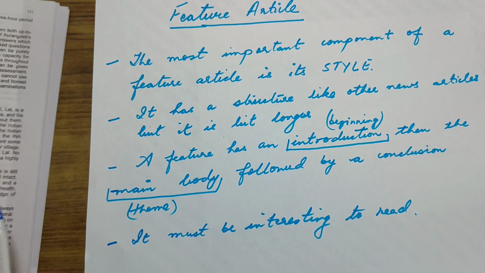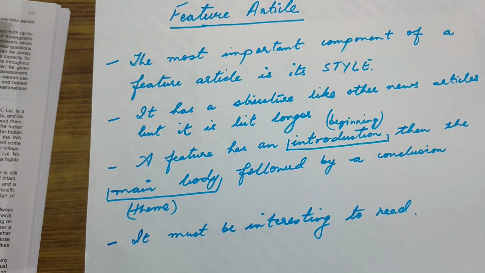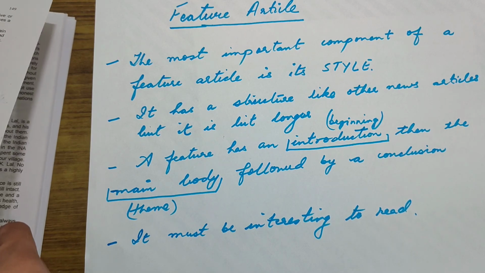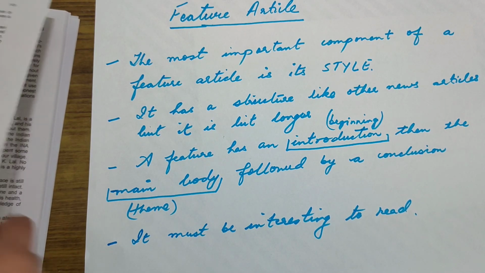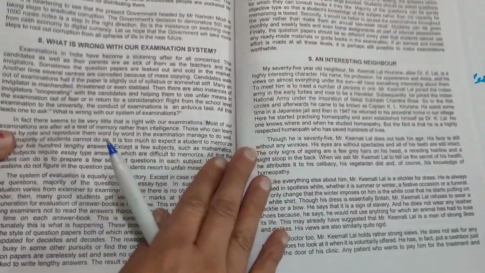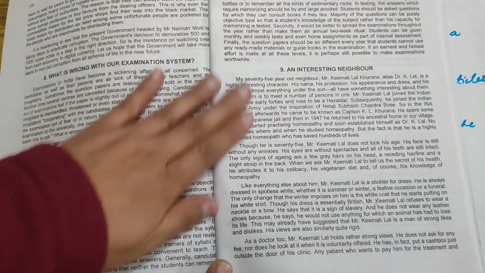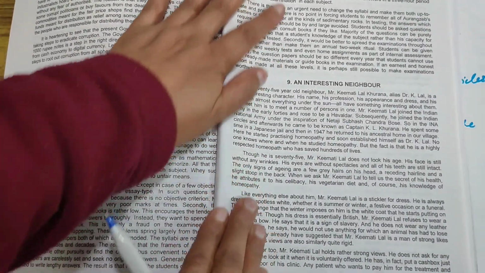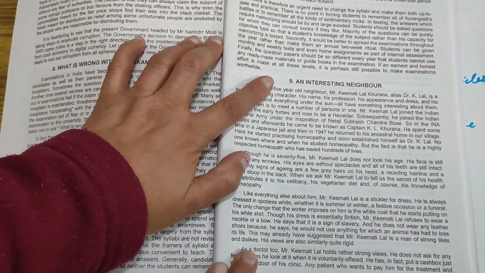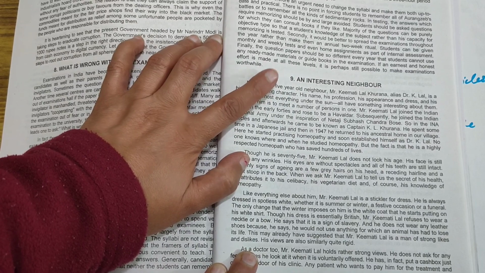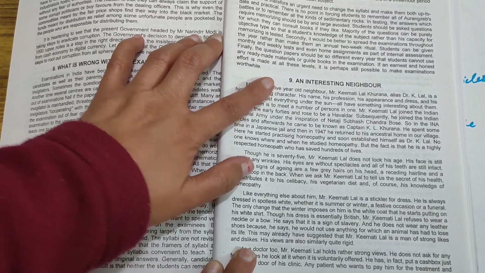अब यहाँ पे एक हमने अलग अलग कैटेगरीज पढ़ी, and there is this example, a feature article on an interesting neighbor. ठीक है, अब हम इसको पढ़ते हैं कितने अच्छे से इंटरेस्टिंगली एक प्रोफाइल फीचर बनाया है ये, पर्सनालिटी प्रोफाइल फीचर.